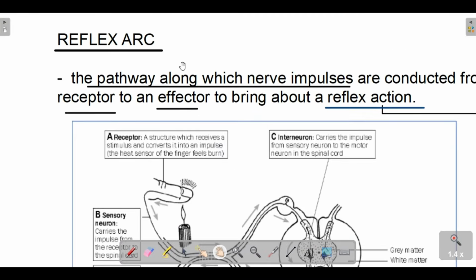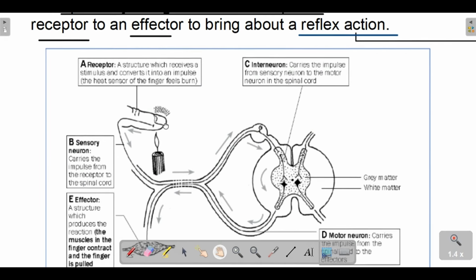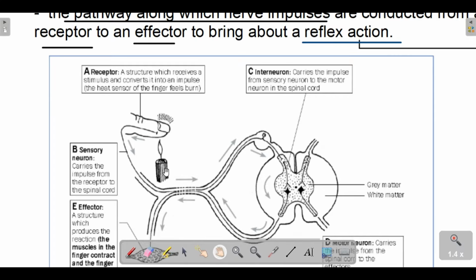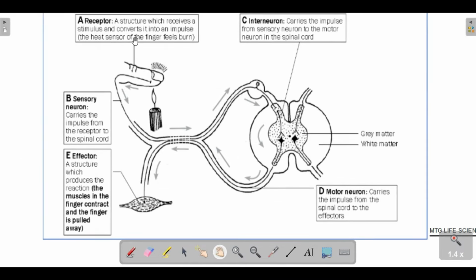So, guys, here you need to be able to describe the reflex arc. You need to be able to tell the story. What happens if I accidentally place my hand on a hot stove? I've been describing this reflex arc all this time. The receptor receives the stimulus and converts it into an impulse. The receptor in this case is whatever organ receives the stimulus. Could be your hand, it could be your foot, and so on.